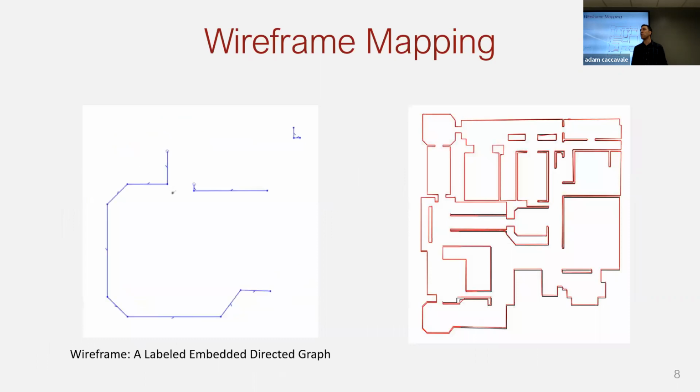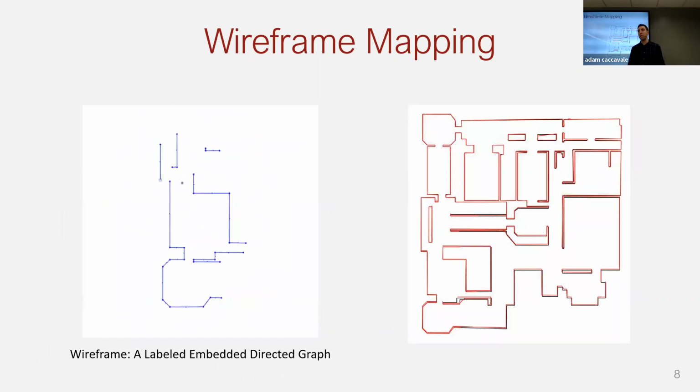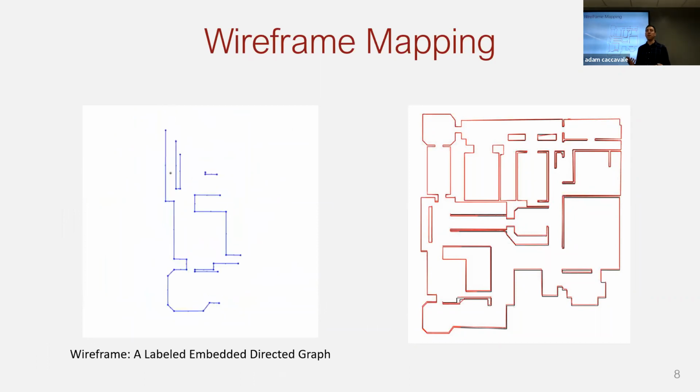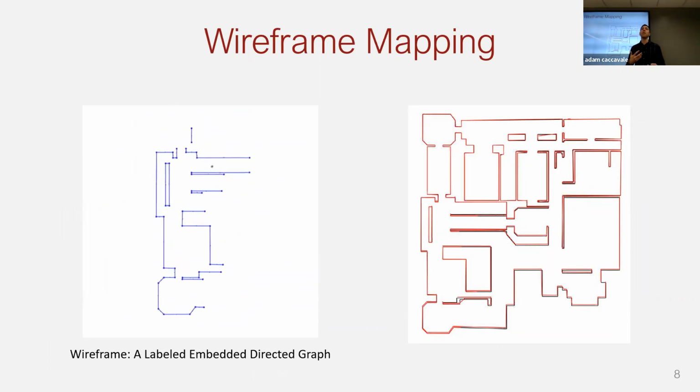This video shows a robot moving through an environment building one of these wireframe maps. And so the first thing you might notice is that all the environment is being represented by a collection of straight lines. So this is one of the assumptions we're making in order to achieve this extreme memory efficiency.